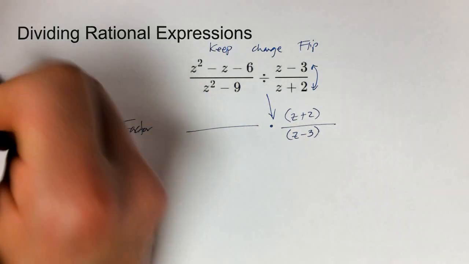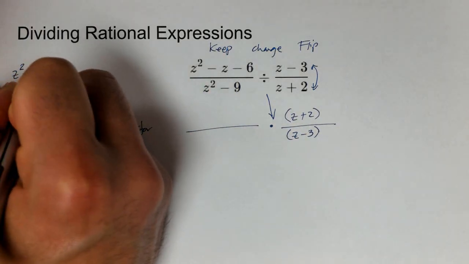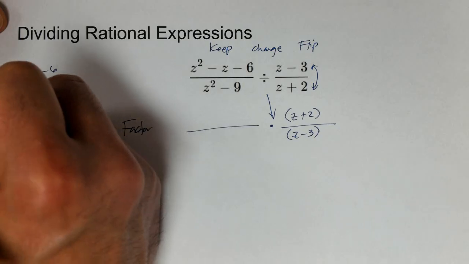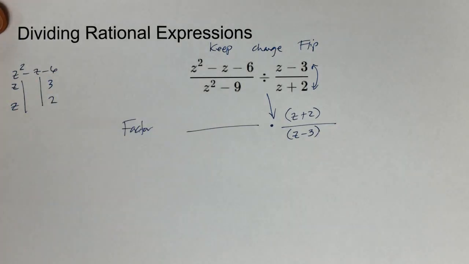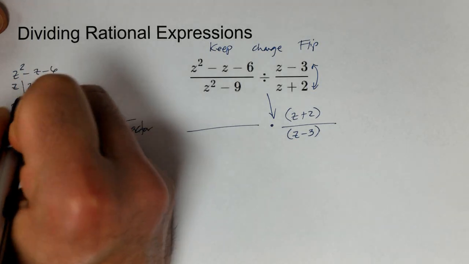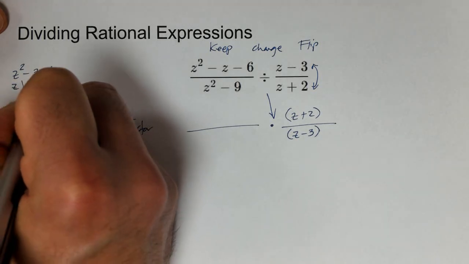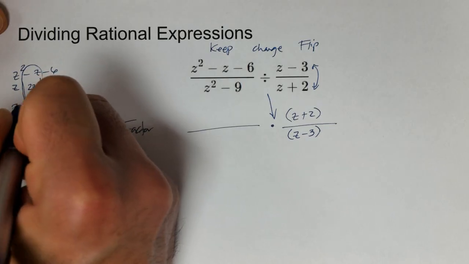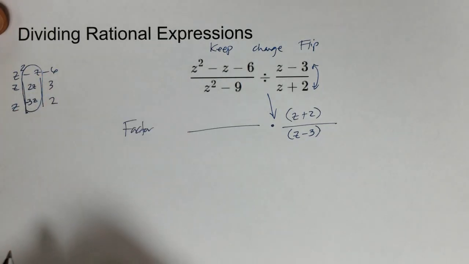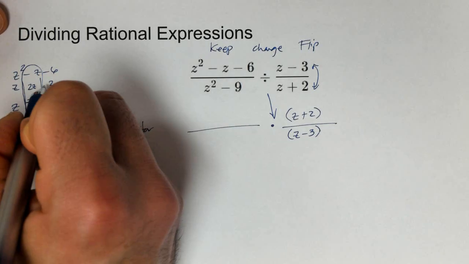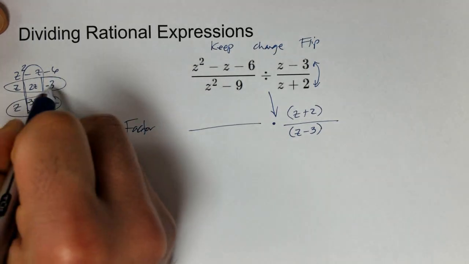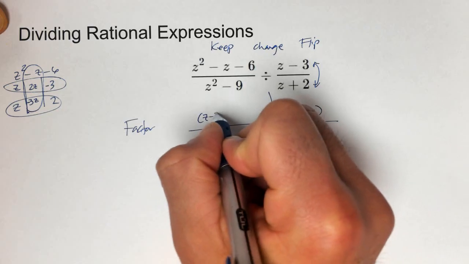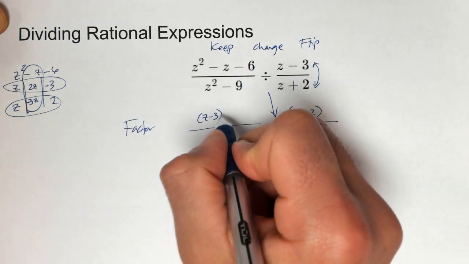So if I factor the top, I get Z squared minus Z minus 6. Here I will have 3 times 2. Now as I cross multiply, the only way to get a negative Z from here is if I do 2 minus 3. That way that becomes a negative 3. So my factors are Z minus 3 and Z positive 2.